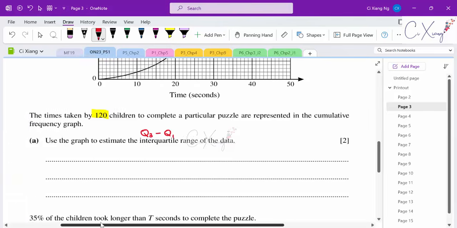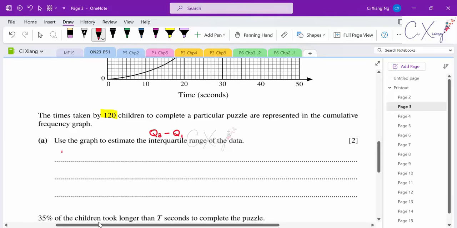Alright, so first of all, to estimate the value for Q1, I have to take the total frequency, which is 120, multiplied by 1 over 4. Because Q1 is the point where the data from the smallest value until Q1 is 25% of the data. Therefore, I use 120 multiplied by 1 over 4, and I get 30. So for Q1, you need to read the value from 30 on the cumulative frequency axis.